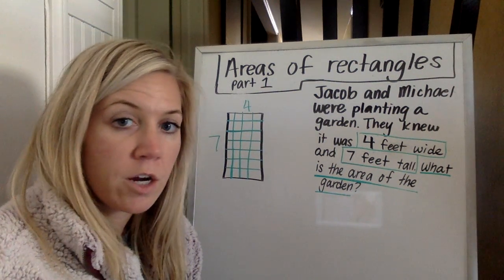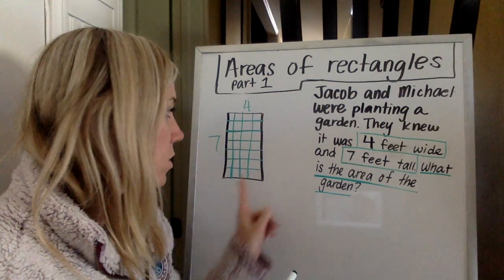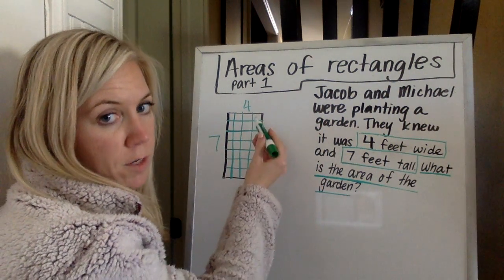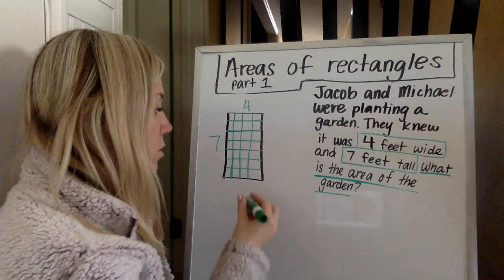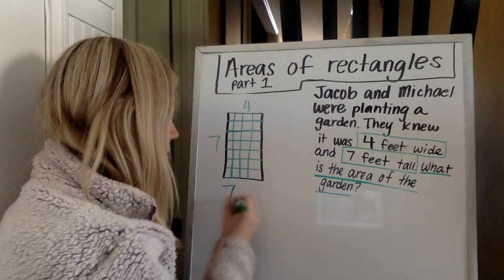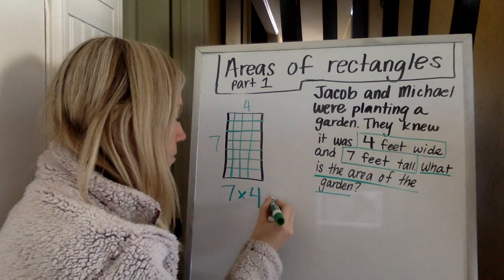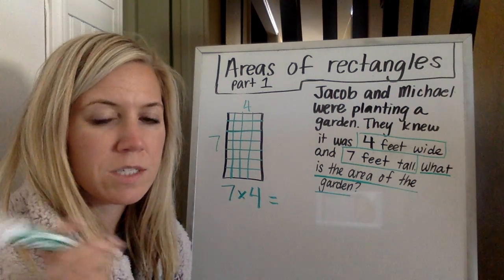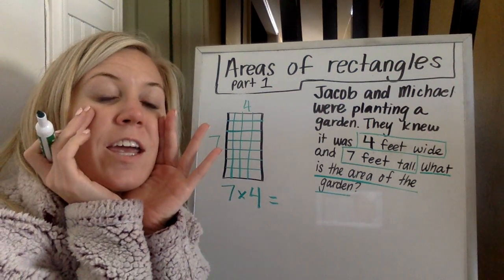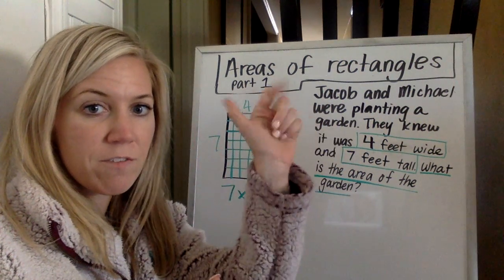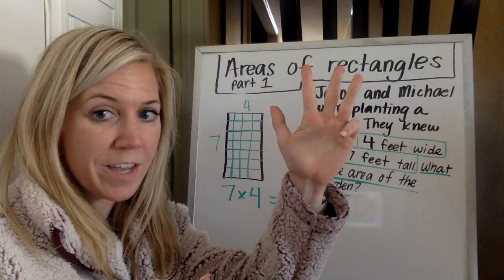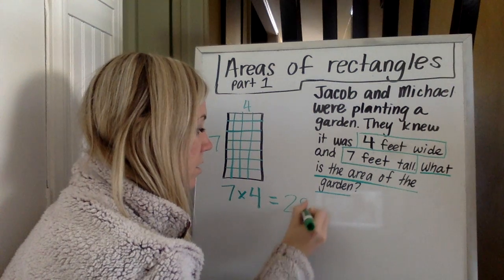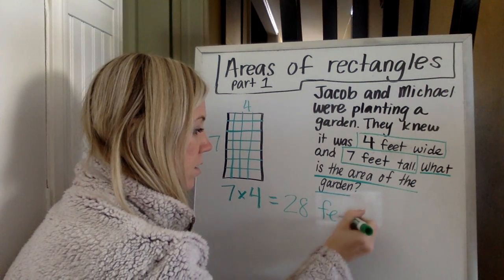Now, if you're doing area, you can count all the squares inside. You can skip count the squares, or you can multiply. Miss Wall's going to multiply. So if I do 7 times 4, I would get what? Let's skip count by 7. So 7, 14, 21, 28. What's my 4th finger? So it'd be 28 feet.